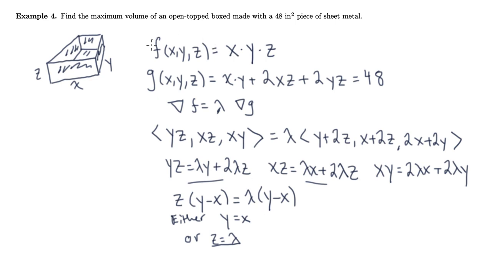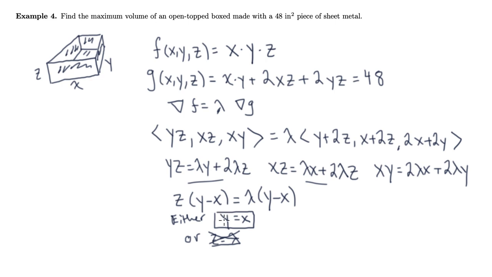But I'm trying to maximize the volume of this box. So if the height is 0, the volume is 0. And there's no way that's going to be the maximum volume. So this cannot be the case. So it must be the case that y is equal to x.